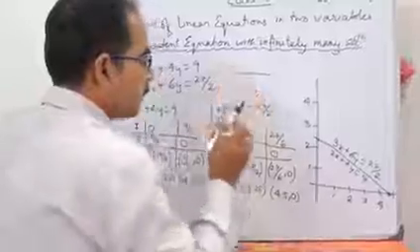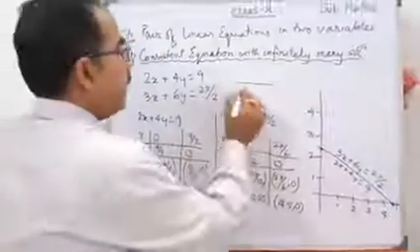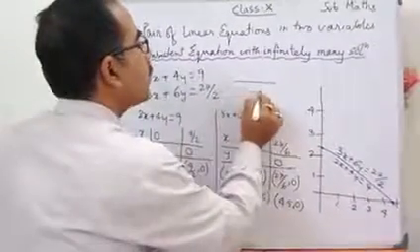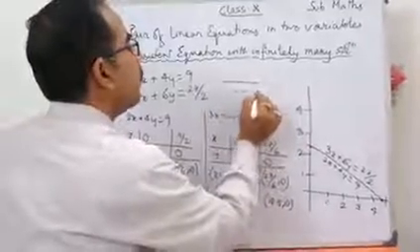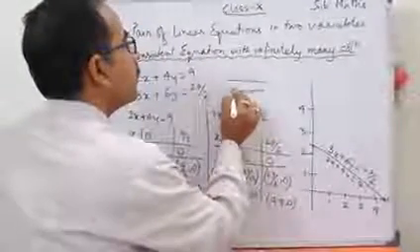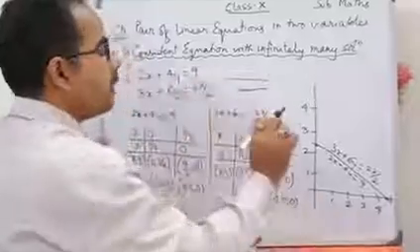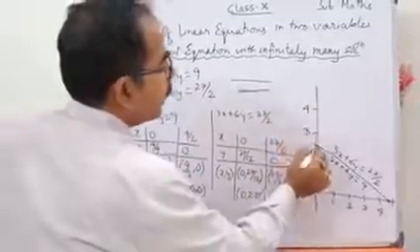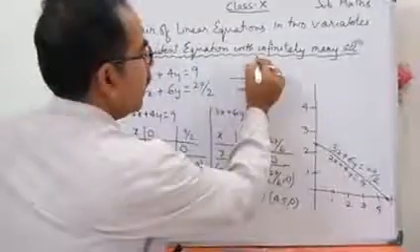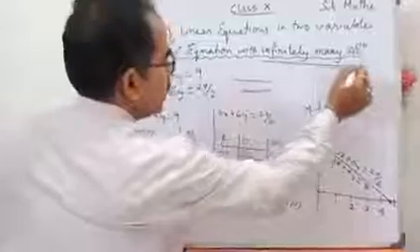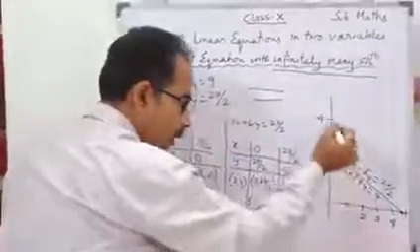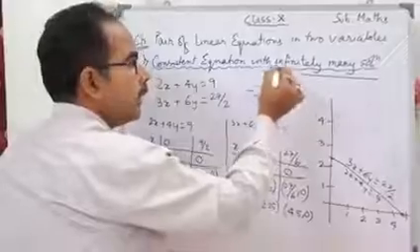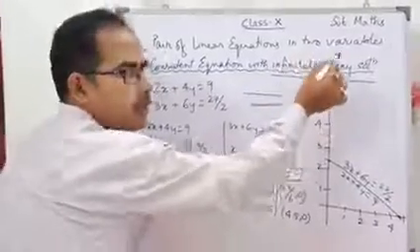What is the definition of a line? We know that a line is a locus of a point. That means if I join so many points, a line will be formed. In a line there are so many points. That's why, for the same line, there are infinitely many solutions. I hope you got it, students. So as a common line is coming, there are infinitely many solutions.